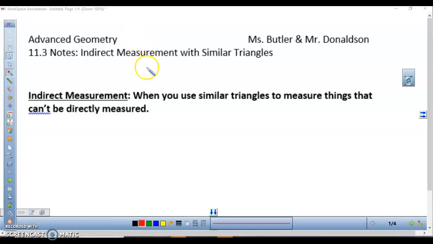Sometimes you may want to know a measurement of something, like the height of a flagpole or the height of a tree, that you cannot measure directly, meaning it might be hard to climb to the top of that flagpole and run a tape measure down to the bottom. So we use indirect measurement to find the length. Let's do a couple examples. It's just based on similarity.